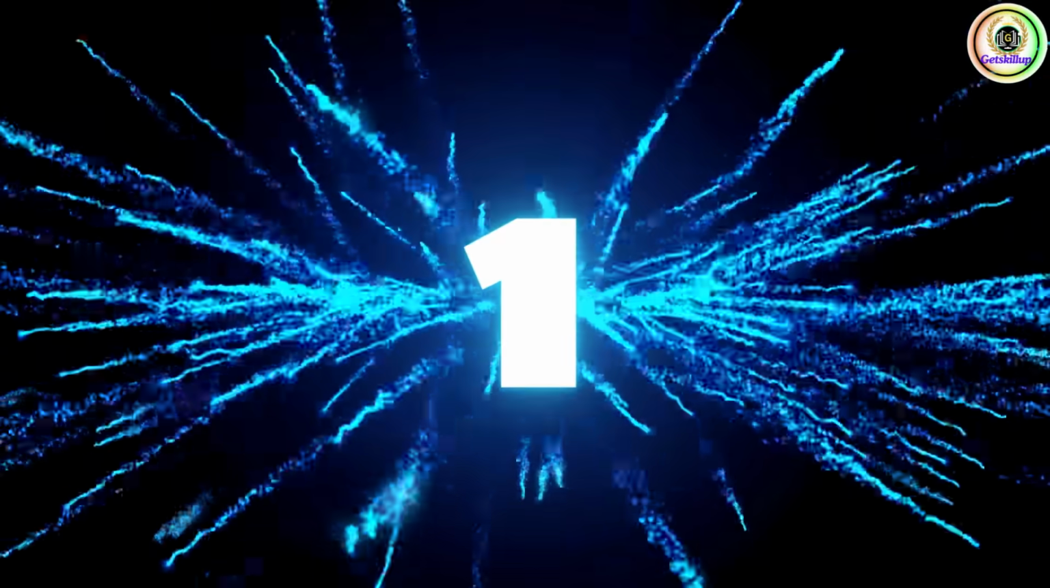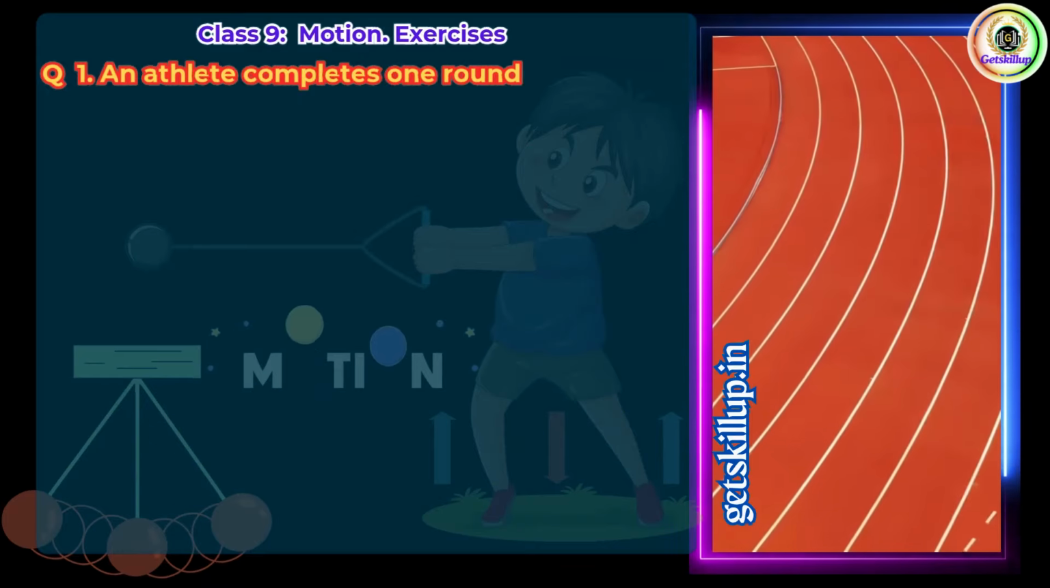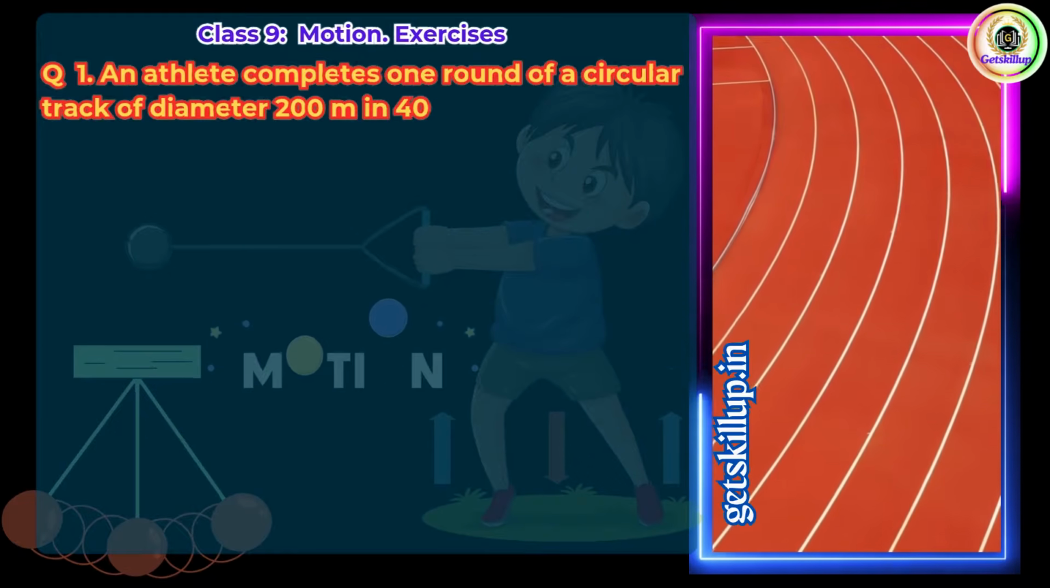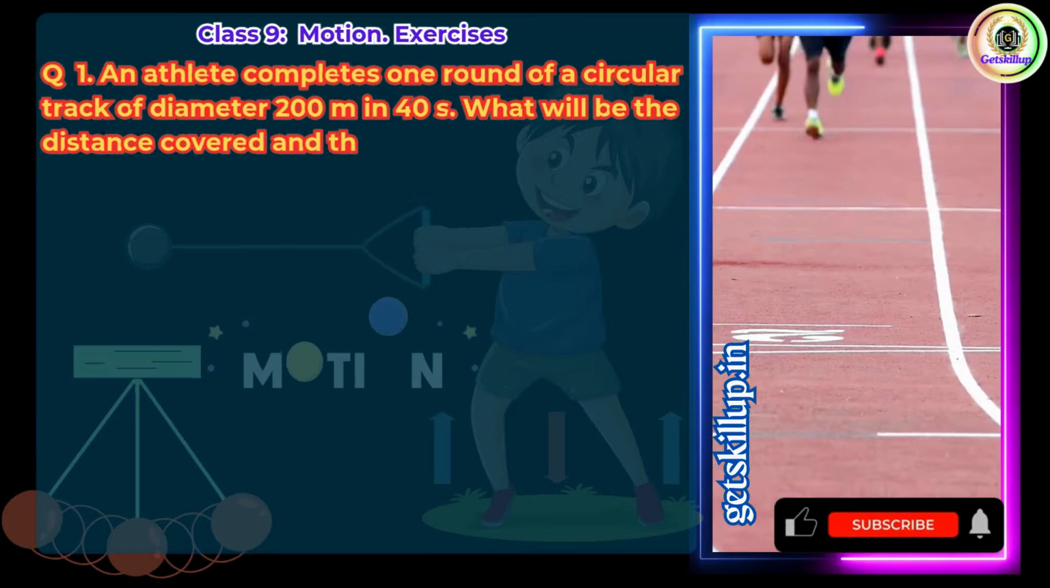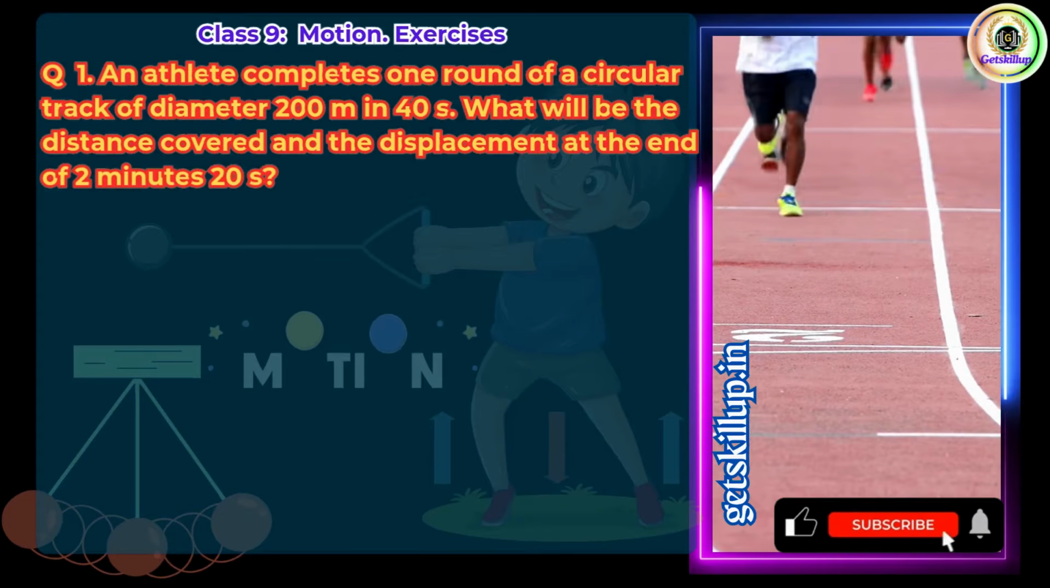Exercises. Question 1. An athlete completes one round of a circular track of diameter 200 meter in 40 seconds. What will be the distance covered and the displacement at the end of 2 minutes 20 seconds?